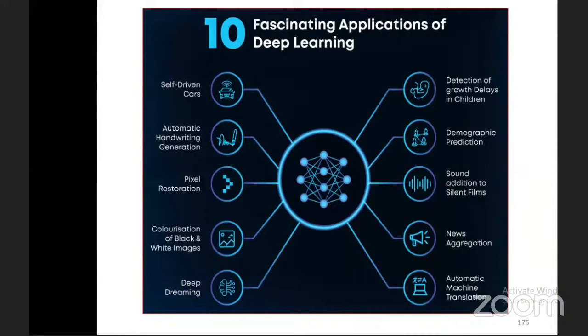Self-driving cars, especially deep dreaming, automatic machine translation, news aggregation, sound addition to silent films, demographic prediction, pixel restoration, automatic handwriting generation, and detection of growth delays in children. These are the top 10 fascinating applications of deep learning. My dear friends, keep this in mind and ask doubts at the end.